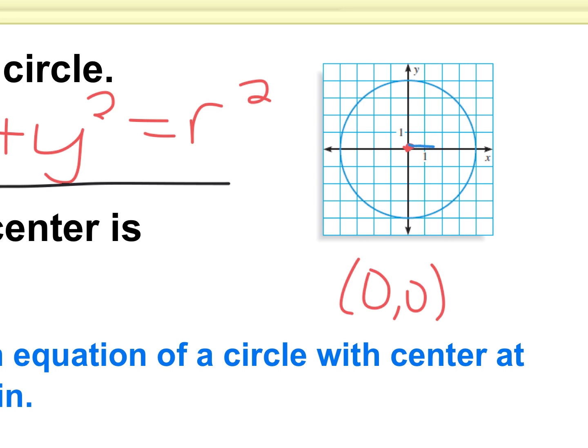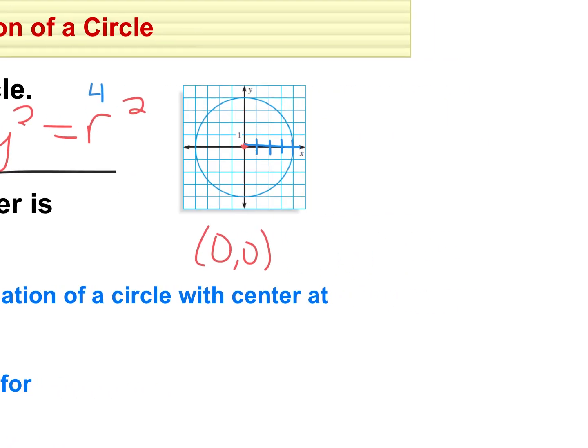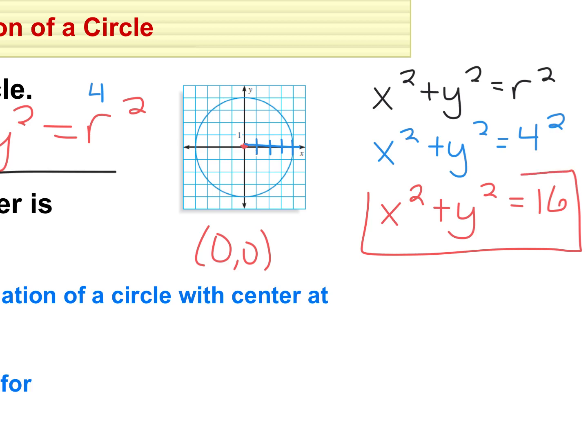Can we find the radius of this circle? It goes from the center to the outside, so it's 1, 2, 3, 4. That's the only thing we can gather, and that is what we plug into our equation. So x squared plus y squared equals r squared becomes x squared plus y squared equals 4 squared, or 16. That's it for this one.